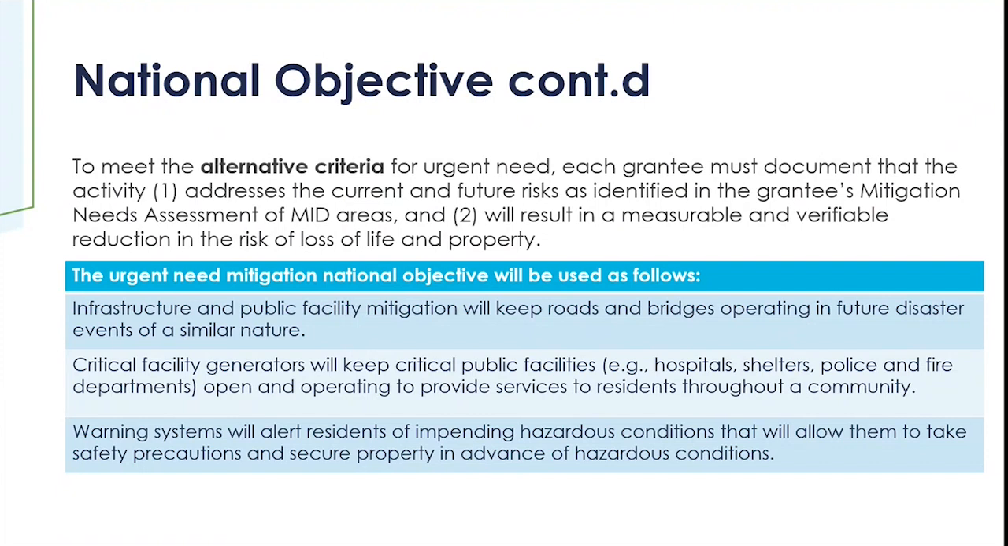Infrastructure and public facility mitigation will keep roads and bridges operating in future disasters. So it's designed to keep our infrastructure in operation. Critical facility generators will keep critical public facilities like hospitals or shelters, police departments open and operating to provide services to residents throughout the community. And warning systems will alert residents of impending hazardous conditions that will allow them to take safety precautions and secure property in advance of hazardous conditions. So they're giving you advice about how you can establish that tie, how you can start to come up with measures to show that you will achieve the urgent need requirements.